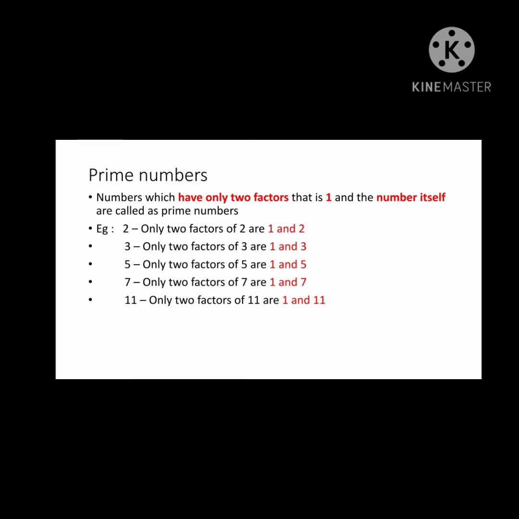1 and 11. Here we have seen that except 2, all the numbers are odd numbers, right? 2 is an even number, which is also a prime number, right? But remaining all the numbers are odd numbers because, most of the times, odd numbers cannot be divided in more than 2 numbers. Okay. So remember this, that all the even numbers are not prime numbers.